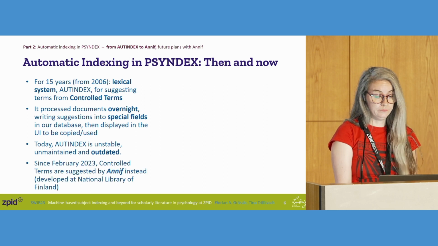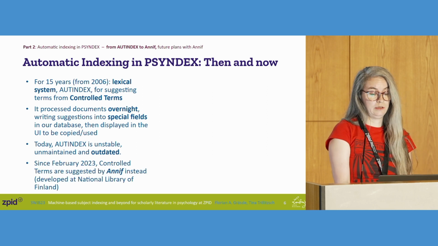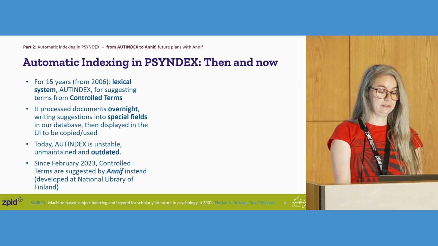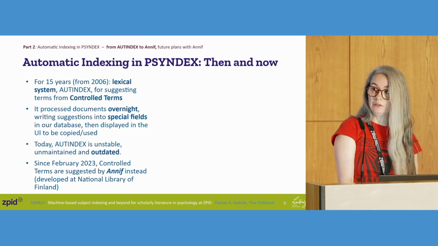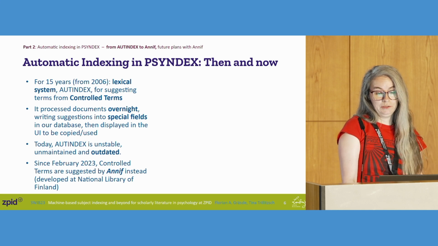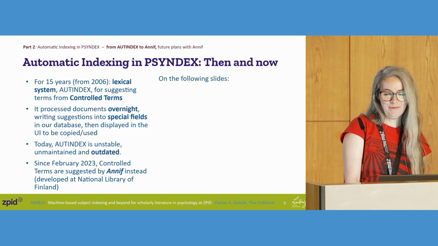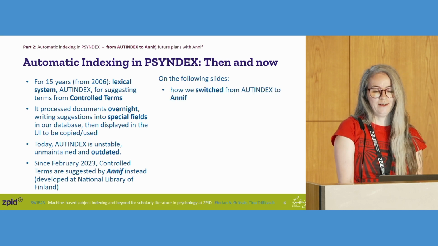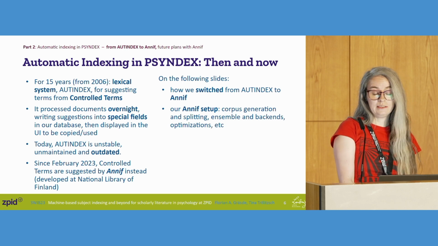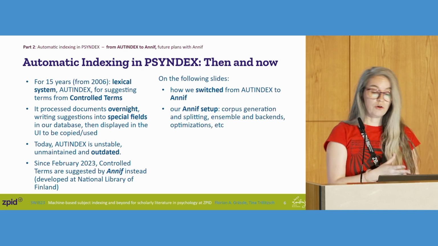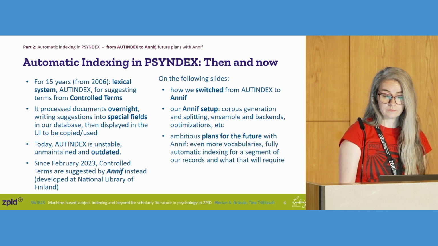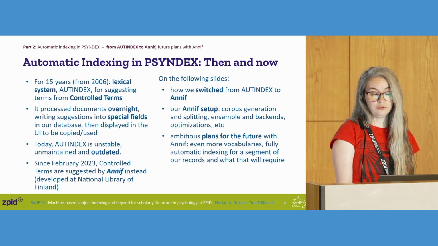So instead, we've switched to Annif, which is now our suggester for controlled terms since February of this year. Annif, you probably have heard of it, but it's developed at the National Library of Finland, which we're hugely thankful for. On the next 2 or 3 slides, we're going to talk about how we switched from our old system to Annif, how our setup is, how we generate our corpuses and split them, what ensemble and backends we use, and how we optimize them. And also about our plans for the future with Annif.